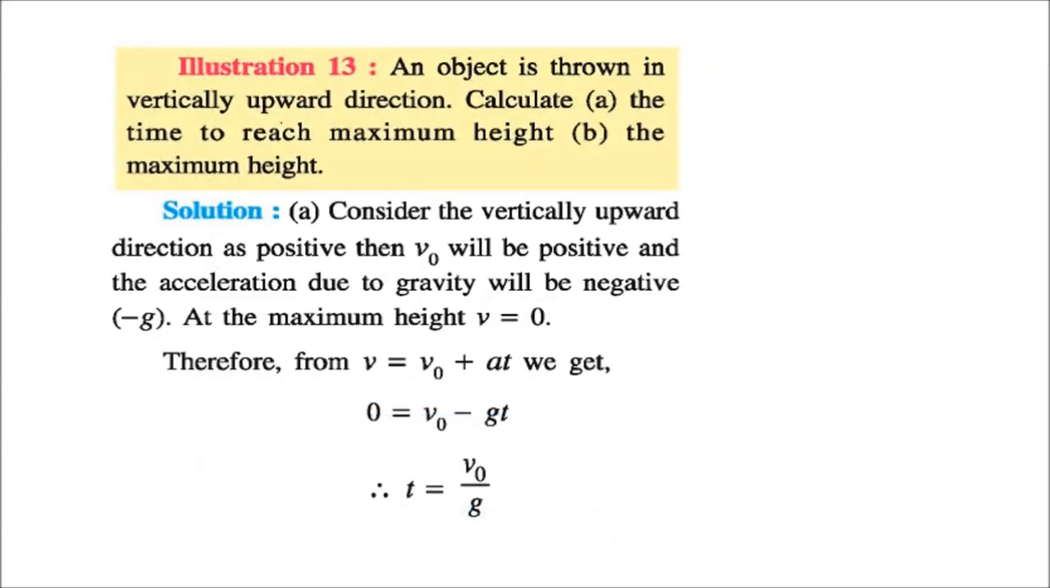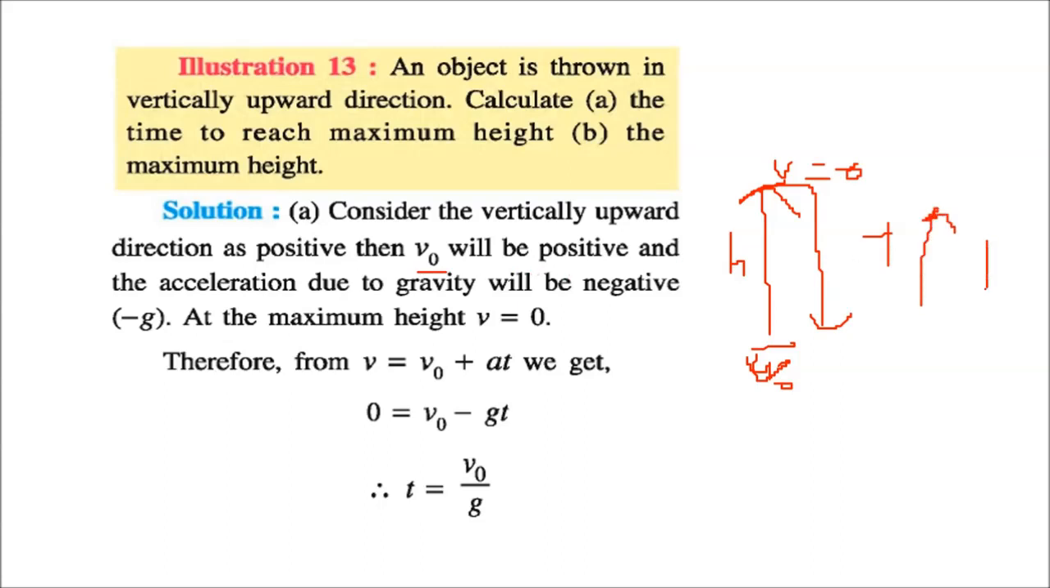An object is thrown in the vertically upward direction. We have to calculate the time to reach maximum height, and the maximum height. We know that we have some initial velocity with which we send it, so we say it is v0. And at the highest point, v will be 0, because after this it will momentarily be at rest, or 0 velocity, and then it comes back to us. So the upward direction we consider as positive, then v0 will be positive, and acceleration has to be negative.